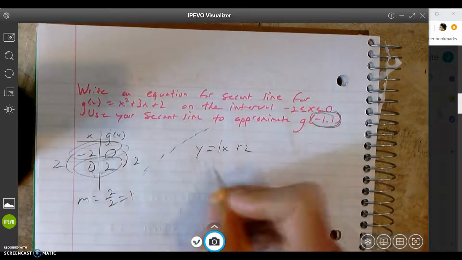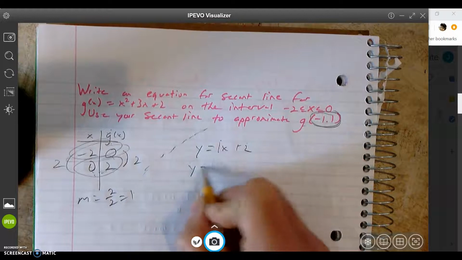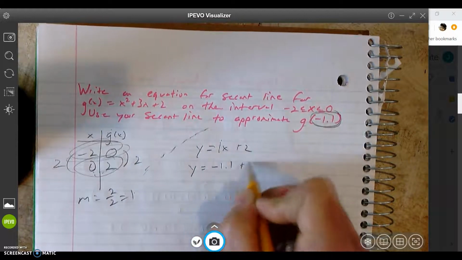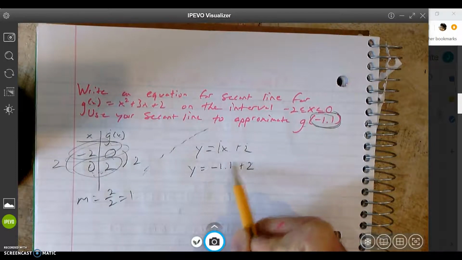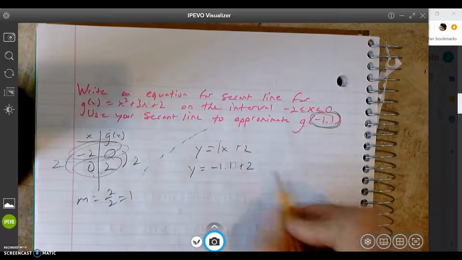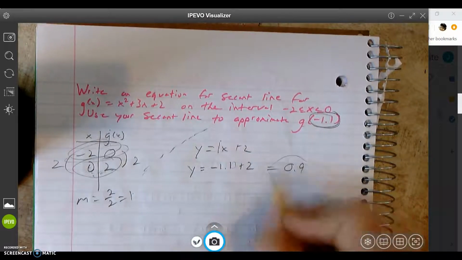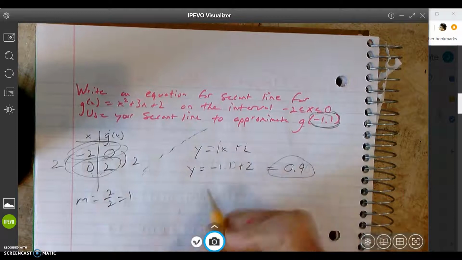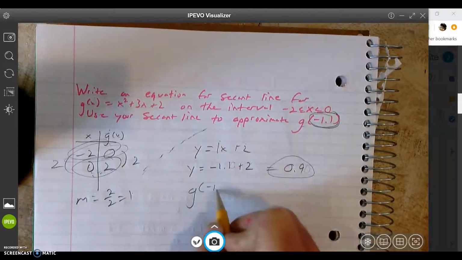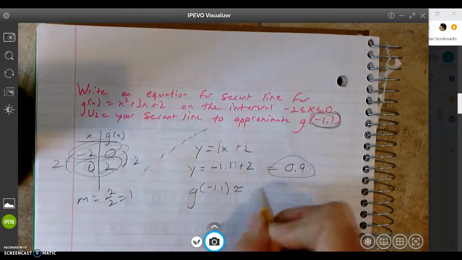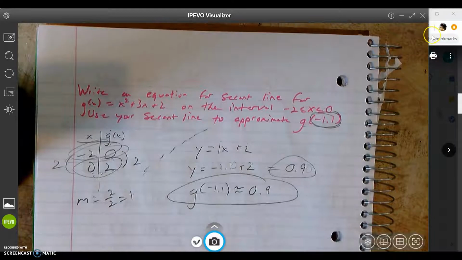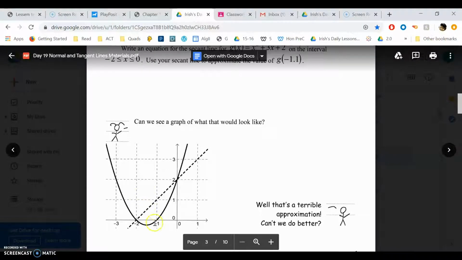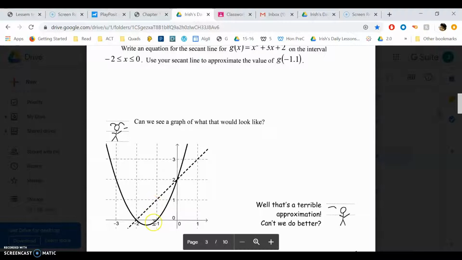So g of -1.1, so that would be y equals -1.1 plus 2. So like I have $2 and then I pay $1.10 on something. What does that equal? Yeah, like 90 cents. That's what you've got left, 0.90. So g of -1.1 is approximately 0.9. Bam. That's what we got from our linearization. That's what we got from our secant line. But as you can see, -1.1 is 0.9 right there. That's not even close to the curve. Oh my goodness, that's bad.